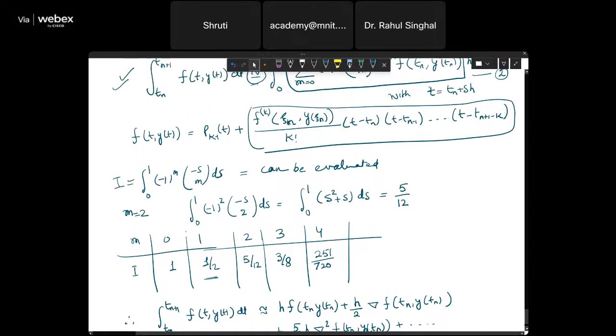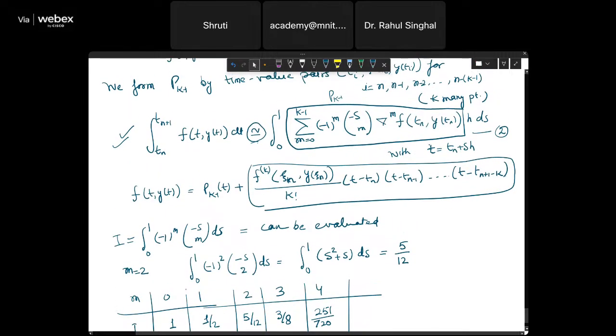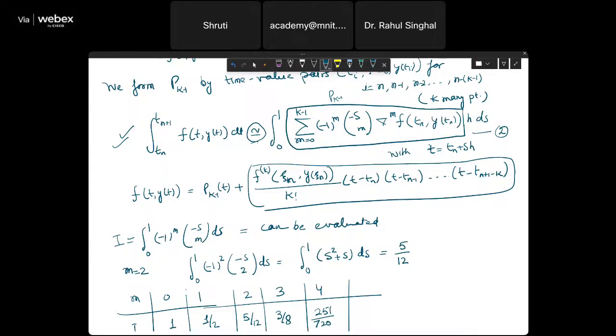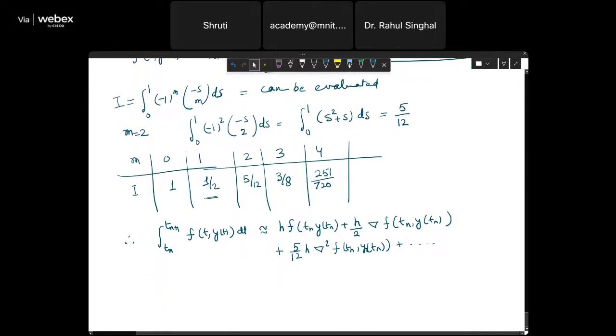It depends on the order, the degree of the polynomial, how many terms will appear. So just look at this. This summation part will come out with h into the summation over m of lambda to the m of f(tn, y(tn)) outside, and the integral you will have corresponding to each value of m in this summation. Okay, so accordingly these many terms will come. So that is what is happening.